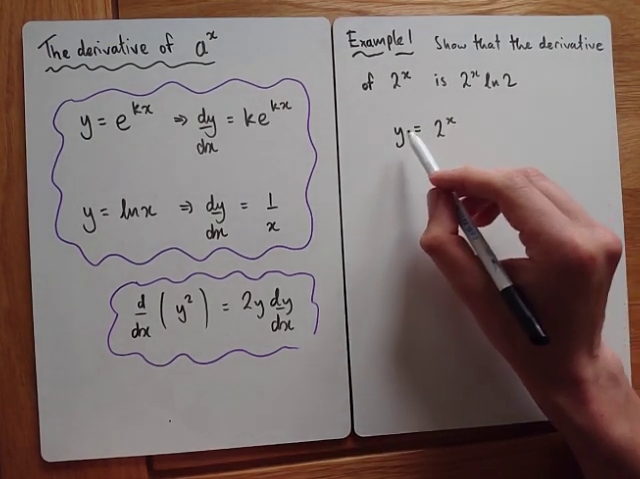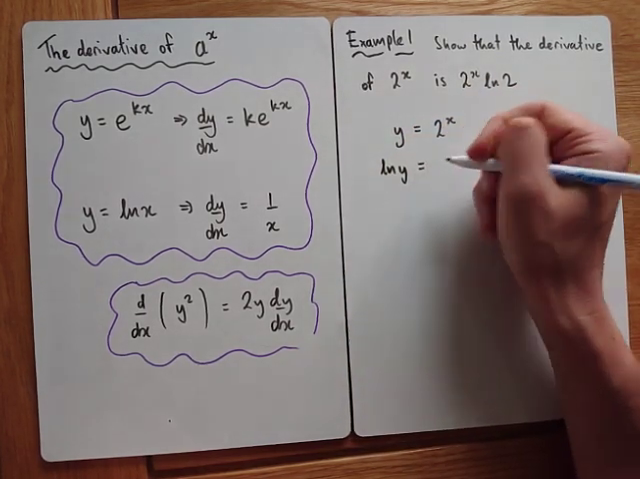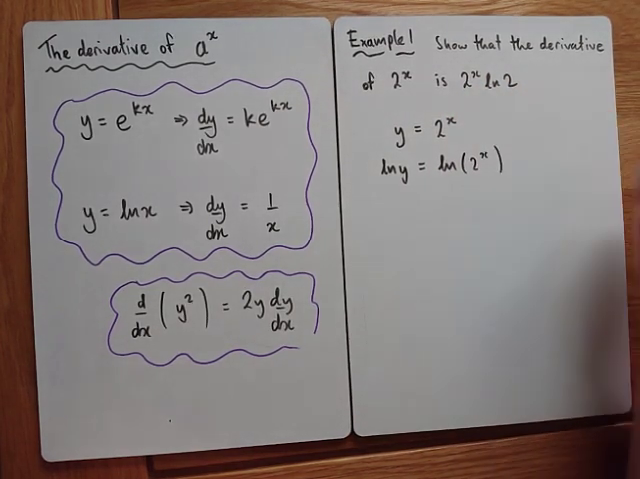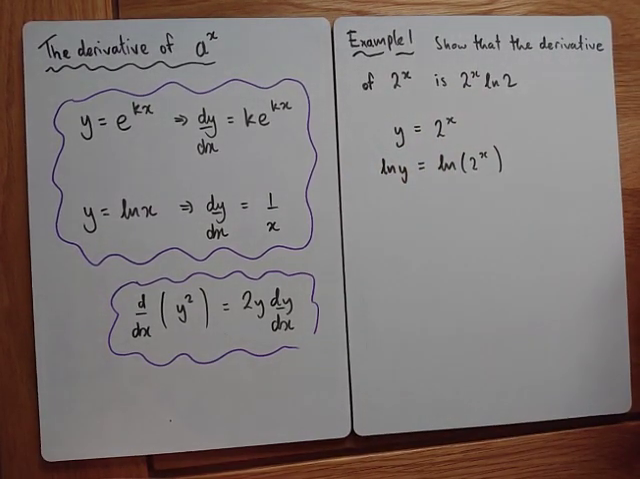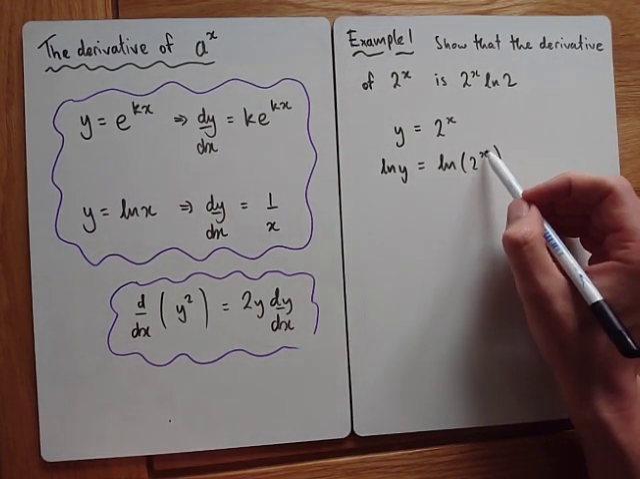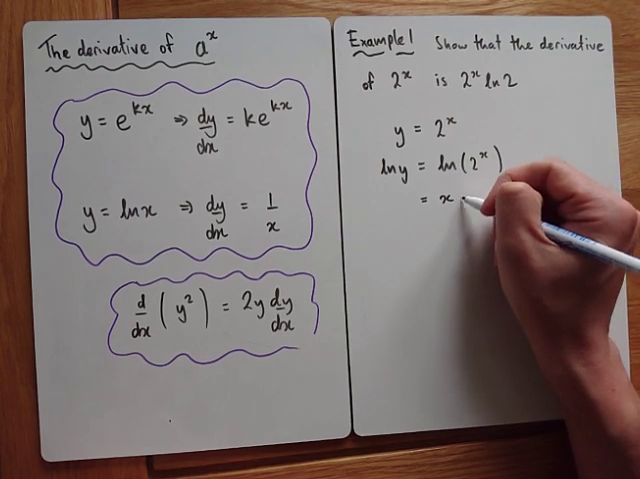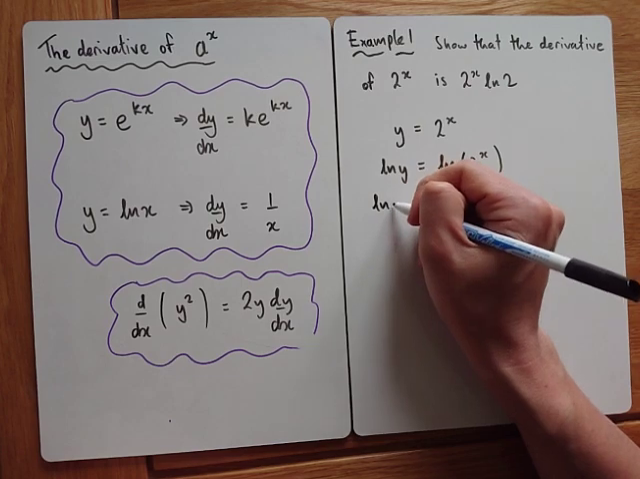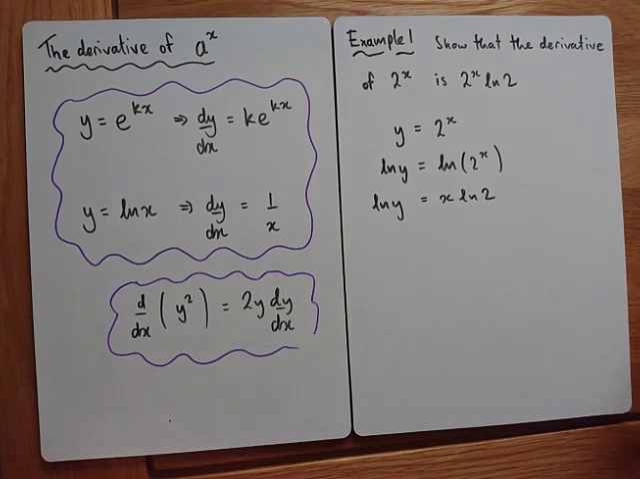And what I'm going to do is take the natural log of both sides. So I'll apply the ln to the left hand side and the ln to the right hand side, because you can do that, can't you? As long as you do the same thing to both sides, that's fine. Now the reason why I'm doing that is if I take the natural log on the right, this power I can use a log rule with, so I can write it as x ln 2. Now we've actually got something that we can differentiate.